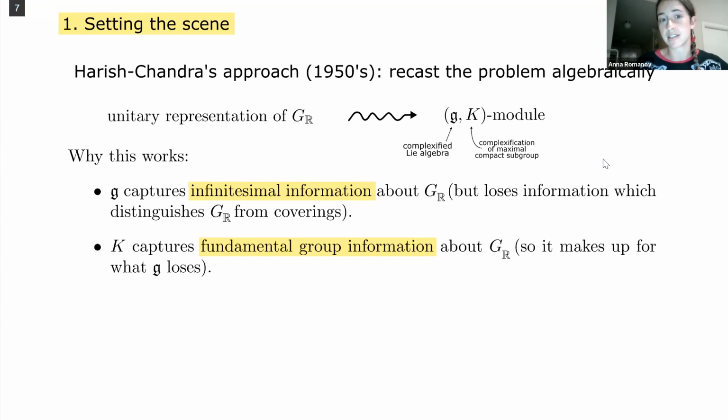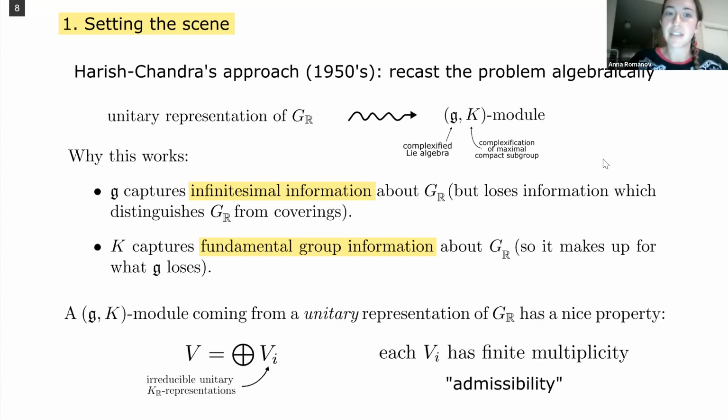The Lie algebra tells us infinitesimal information about the group. It tells us what's happening around the identity, but it loses a lot of information. It loses information that distinguishes our original Lie group from coverings. But then if we also look at the action of a maximal compact subgroup, we have the property that a Lie group deformation retracts onto its maximal compact subgroup. So the compact subgroup captures all the fundamental group information, which is exactly what the action of the Lie algebra loses. And so if we keep track of these 2 pieces of information, there's a lot of theory that goes into this, but what Harish-Chandra showed is that this is enough to tell us about the original unitary representation. So this is the first step if we want to understand unitary representations: we can translate the problem into this algebraic world of studying (g,K)-modules.